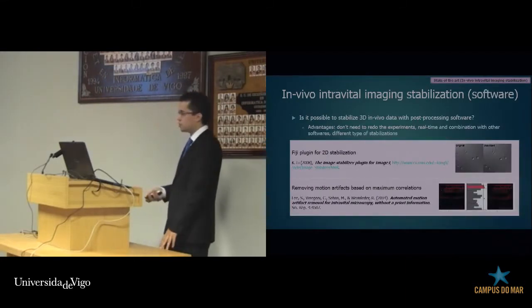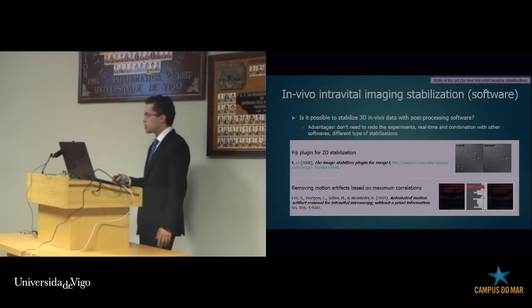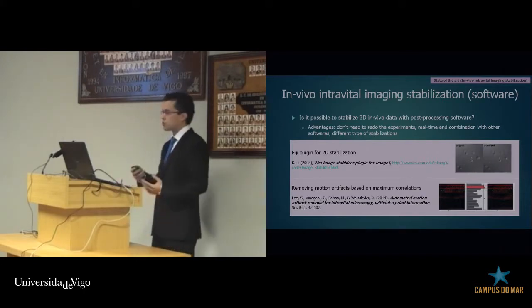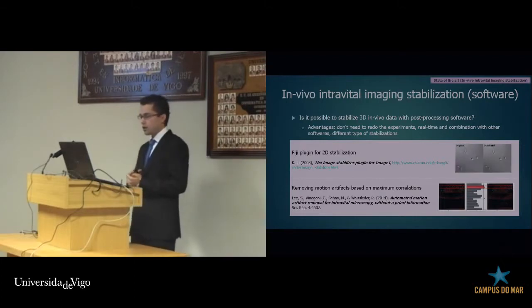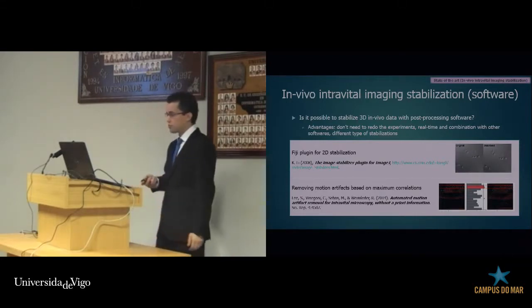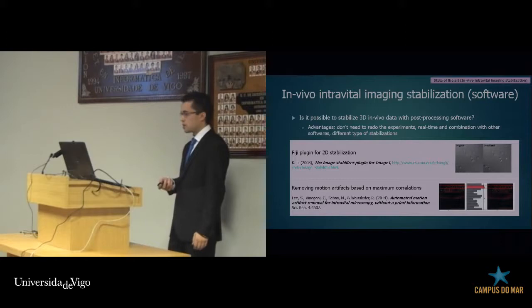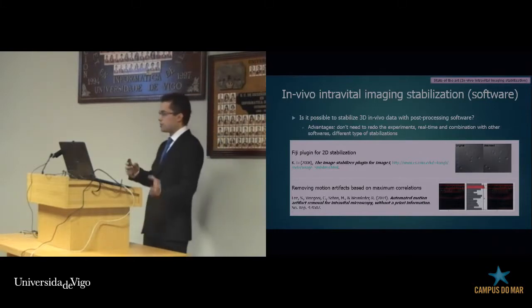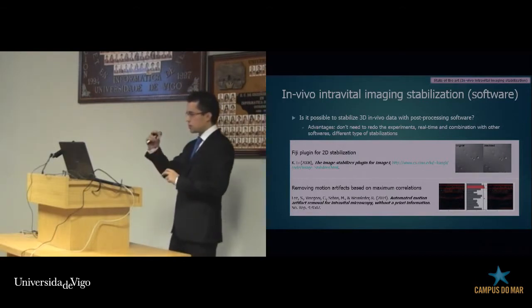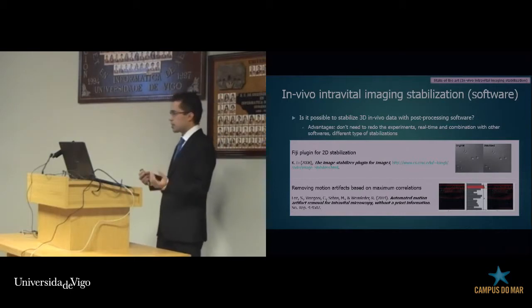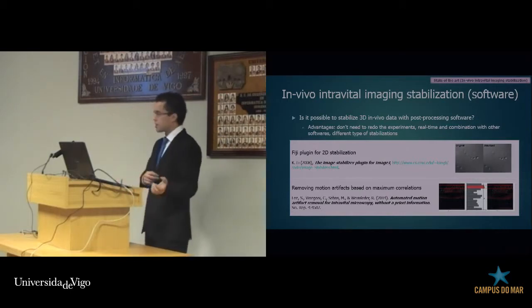But there is software too. There are different software tools to try to correct these motion artifacts. For example, the first one is a Fiji plugin, but it's only for 2D stabilization. Another paper, in Scientific Reports from Nature, removes motion artifacts based on the maximum correlations in some parts of the images. They choose several parts of the images and try to obtain the maximum correlations to remove some motion artifacts.